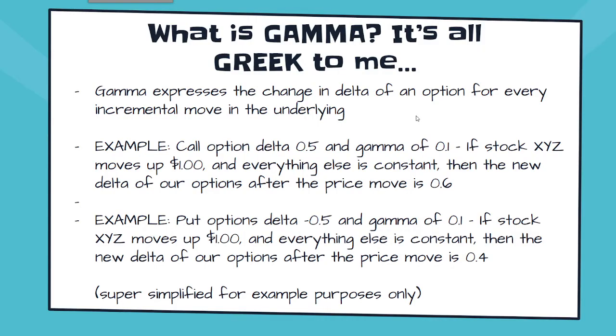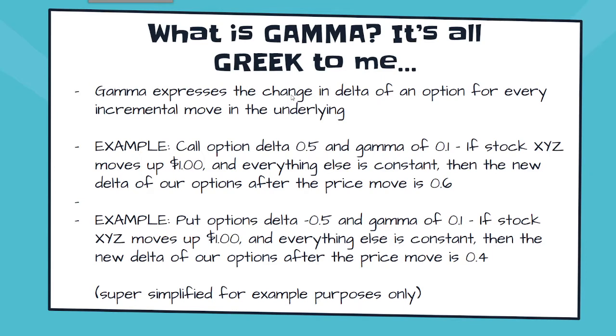So first of all, what is gamma? Okay, so gamma expresses the change in your delta of an option for every incremental move in the underlying. Generally, it's for every 1 point. For stocks, that would be $1 if you're here in the United States. So for every $1 move, how much does your delta move? For every point on Bitcoin, how much is the delta of your option moving? That's what gamma expresses.